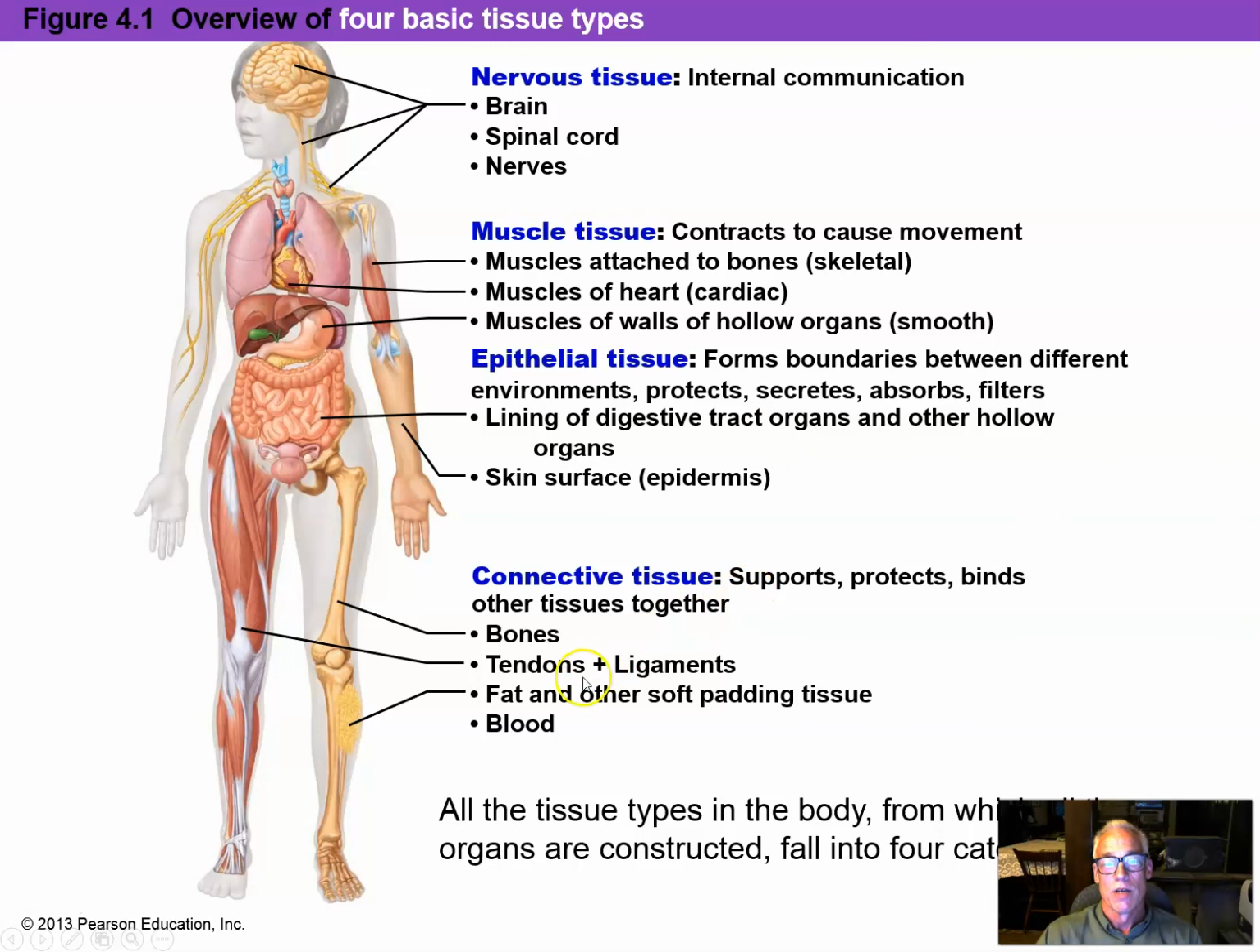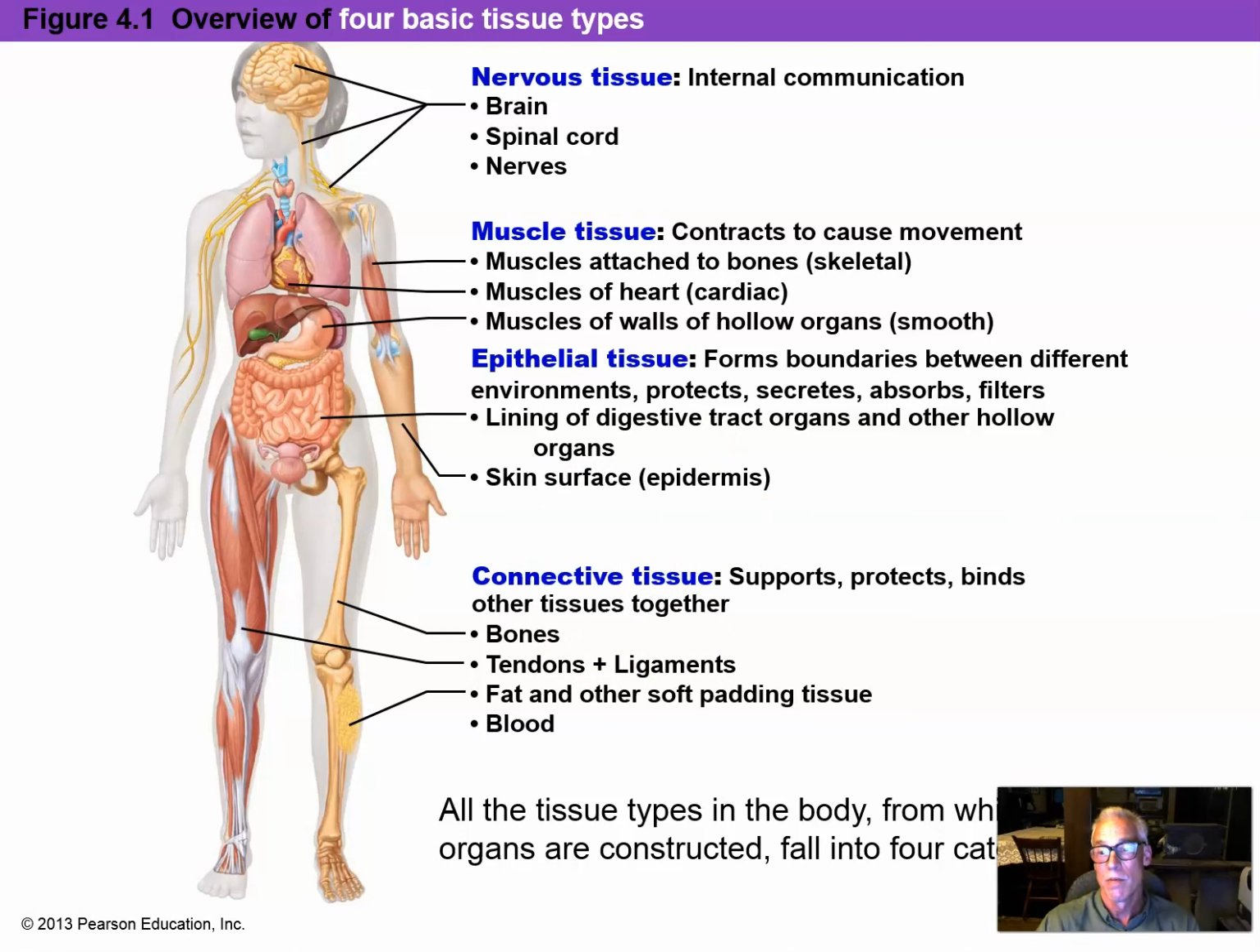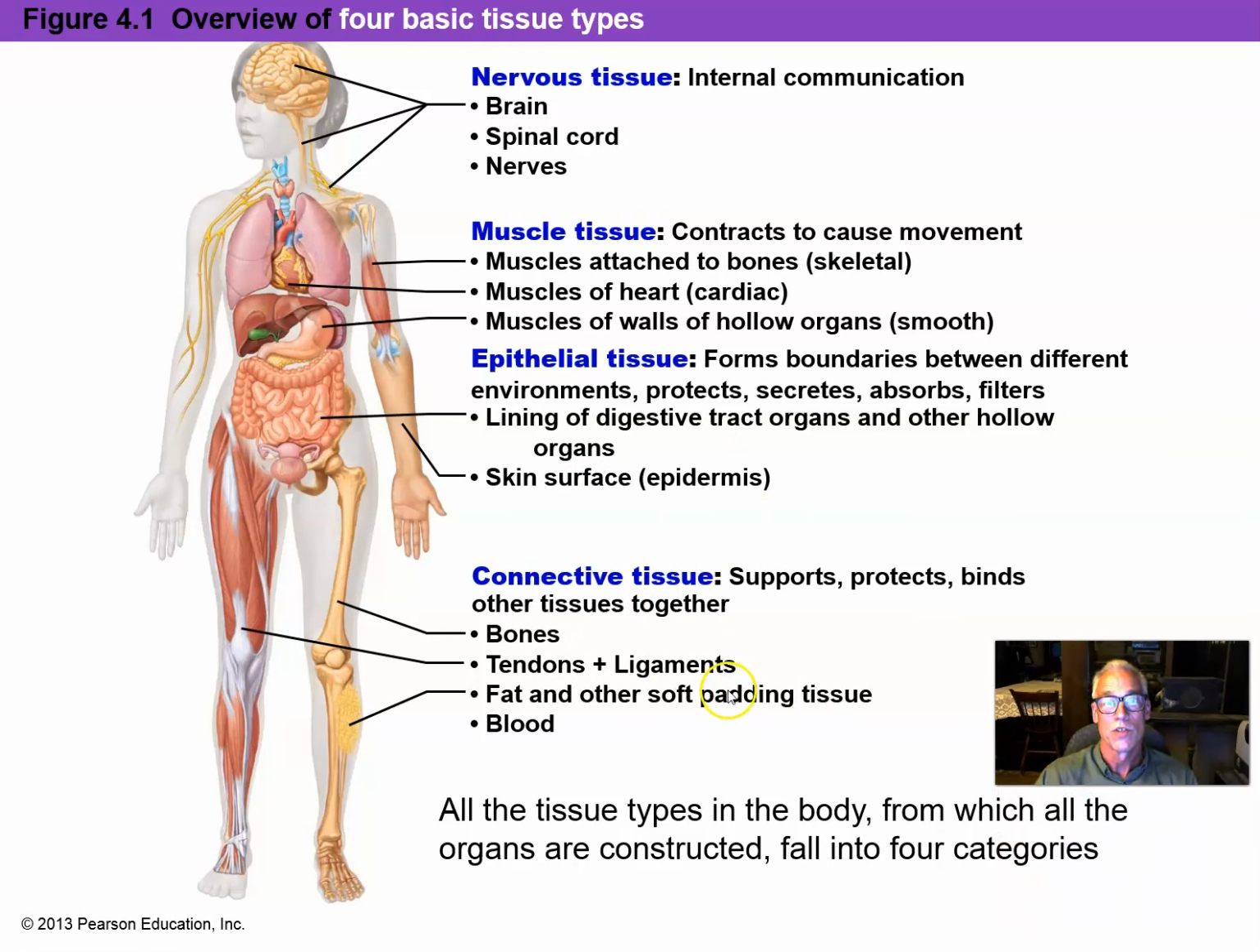Connective tissues are interesting. They are the structural components of our body, the skeleton, the bones, all the tendons and ligaments that connect the bones together and connect the muscles to bones. The blood itself is a type of connective tissue. So those are the four basic tissue types that we're going to be looking at as we proceed through this chapter. We'll start with epithelial tissues.